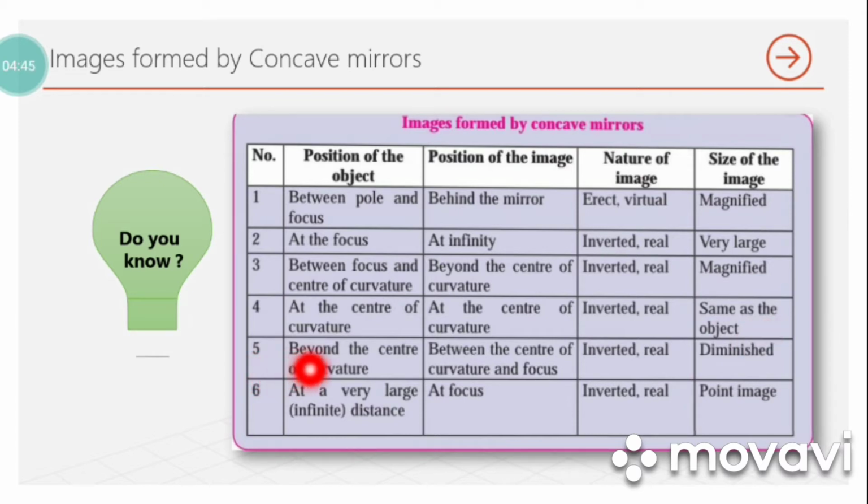If the object is placed beyond the center of curvature, then the image is formed between the center of curvature and the focus. The nature of the image is inverted and real, and the size of the image is diminished. If the object is placed at a very large infinite distance, then the image formed is at the focus. The nature of the image is inverted and real, and the size of the image is a point size image.